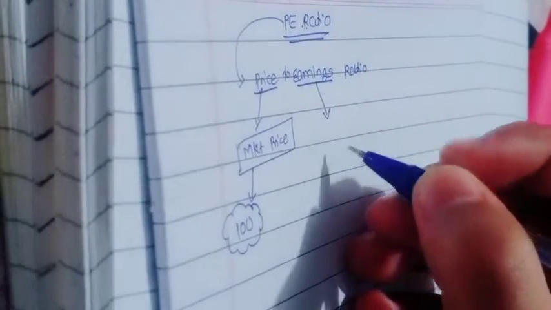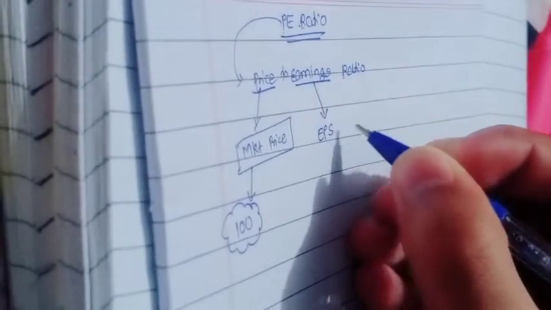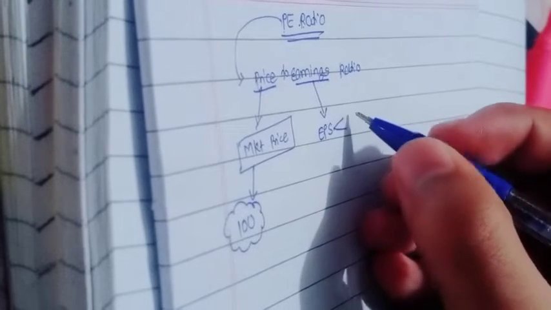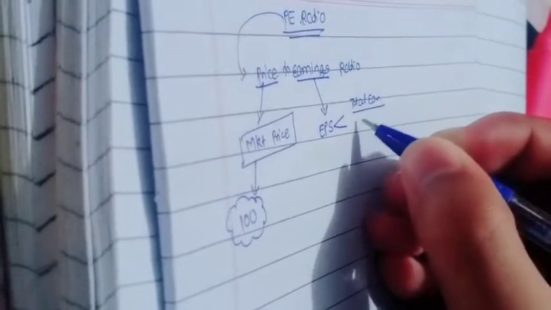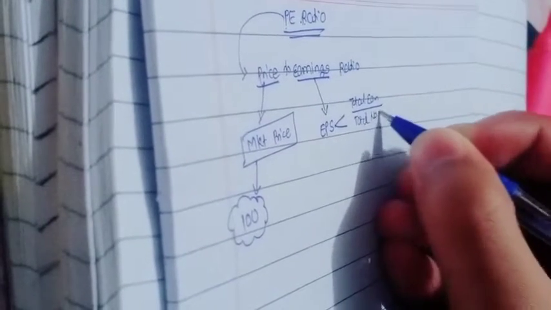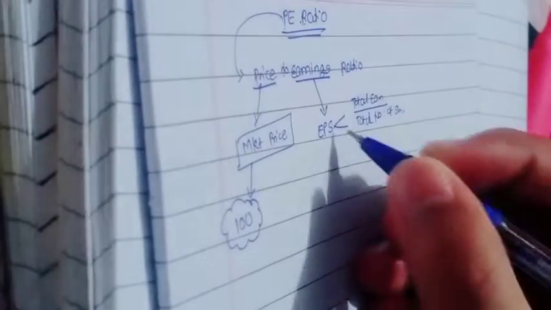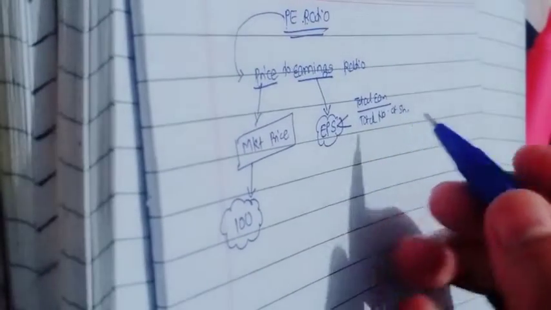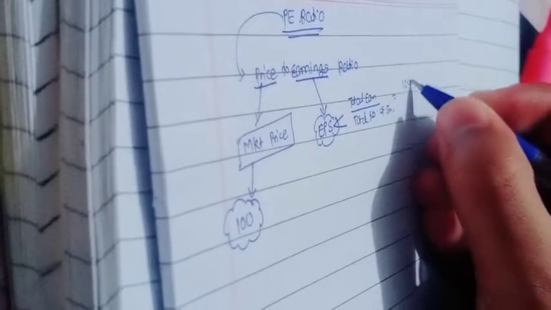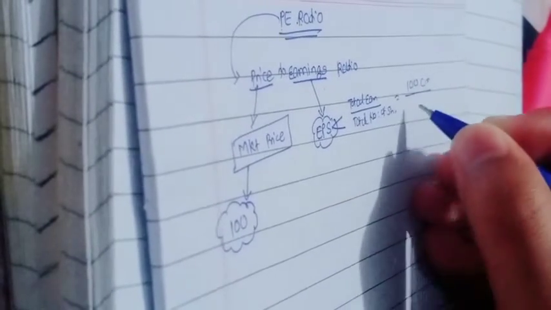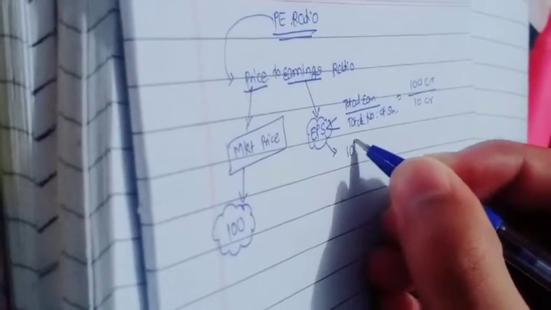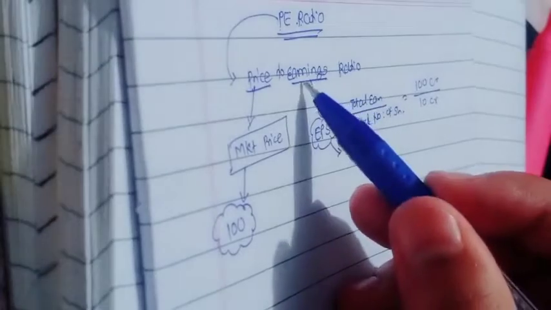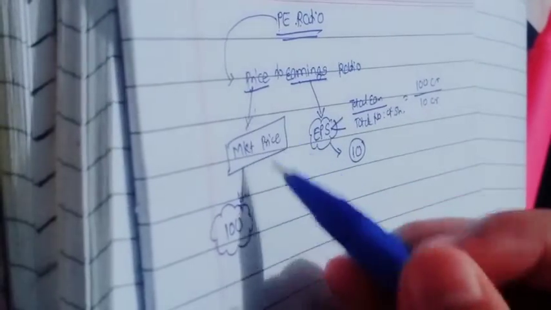The second one, earnings, is basically earnings per share. How are earnings per share calculated? Earnings per share, or EPS, are calculated as total earnings divided by the total number of shares. For example, the total earnings of the company are rupees 100 crore and the total number of shares is 10 crore, then the earnings per share will be rupees 10 per share. So earnings are rupees 10 and the price is rupees 100.